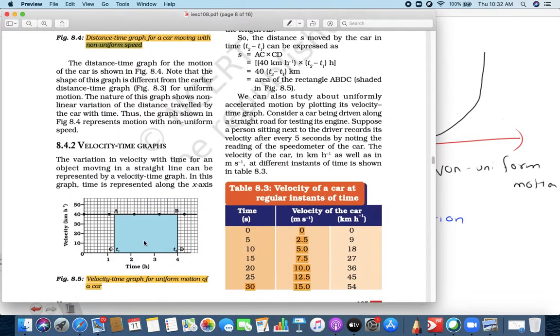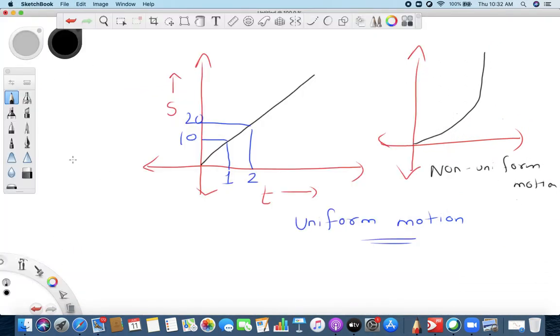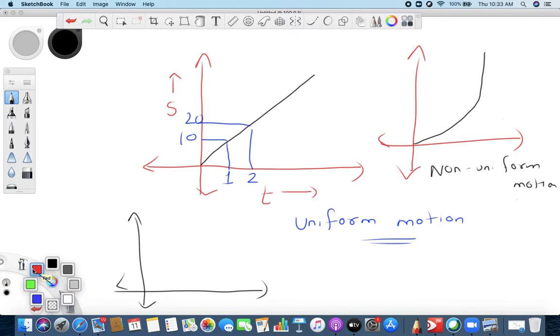So two graphs we have seen. What if it is a straight line? Like this straight line, I was talking about this straight line. If this is a straight line, then how are you going to represent it? So let's say here this is 10, 20 and 30, and this is 1 hour, 2 hour, 3 hour, 4 hour, 5 hour. It goes like this.